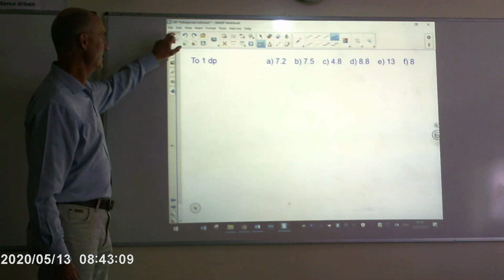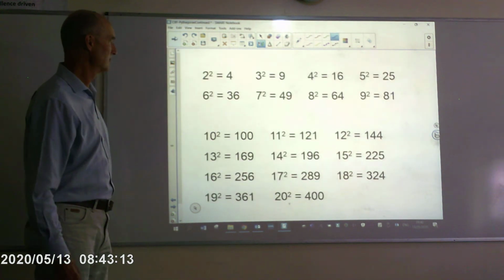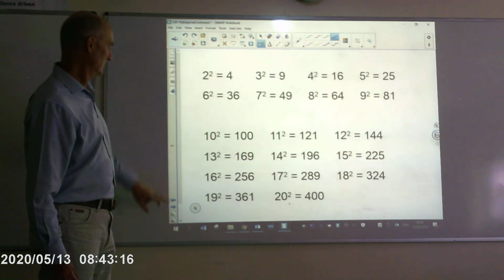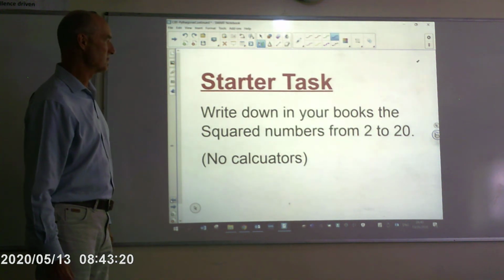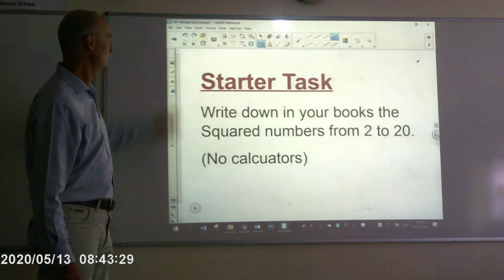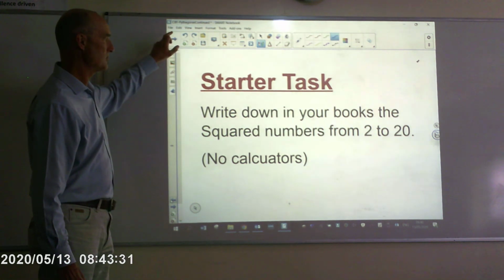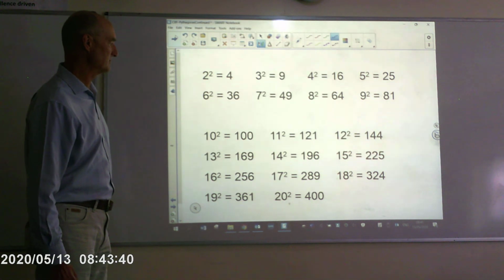Right, okay. Do you want to have a go at this? Giving away the answer there, haven't I? Write down the squared numbers from 2 to 20. If you want to do that, have a go at it, just to practice. Don't use calculators, see how many of them you can remember. Pause while you do that. Go on, and I'll give you the answers. Square numbers from 2 to 20. There you go, there's your squared numbers from 2 to 20.